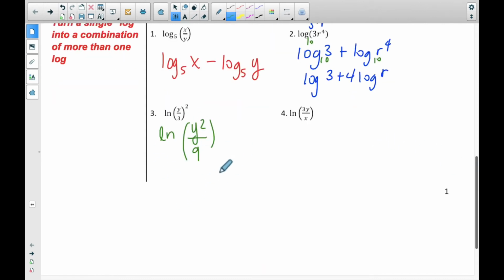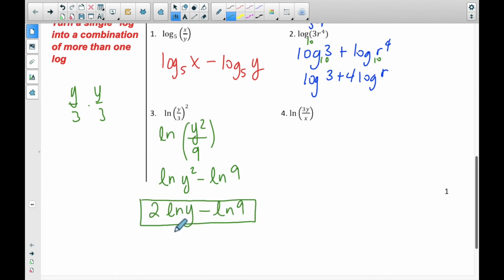Let's take a look at number 3 together, and then I'm going to have you do the next one on your own. So number 3, the first thing I'm going to do is go ahead and multiply that. Y over 3 to the second means y over 3 times y over 3, and that's y to the second over 9. So that's my first step. Now I know it's a division problem, so I'm going to do my subtraction. And finally, I have that exponent. Exponent has to come out front. And so my final answer is 2 times the natural log of y minus the natural log of 9.